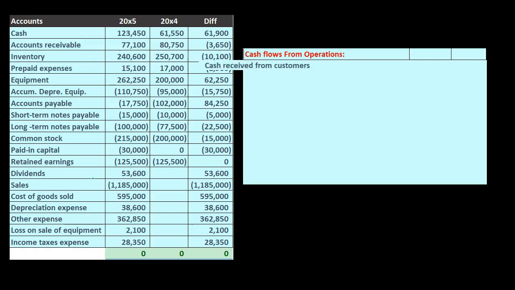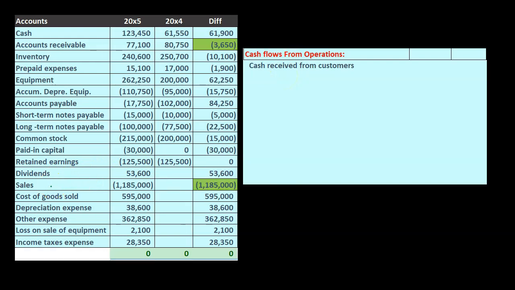So to do that, we're going to say, okay, cash received from customers. That's going to be kind of like our sales item here. To pick up the cash received from customers, we're going to pick up that sales item, but that's not the only thing we're going to pick up. Why? Because that sales item is on an accrual basis. How do we convert it to a cash basis?